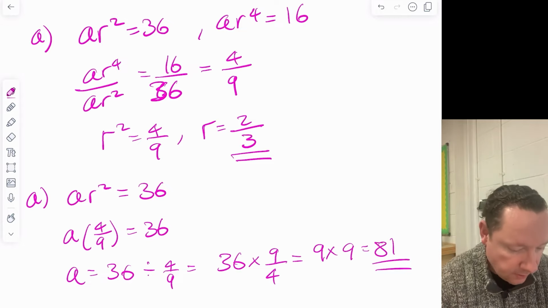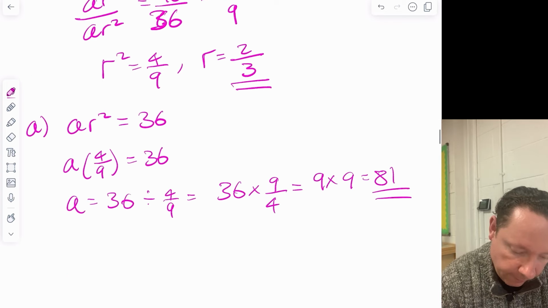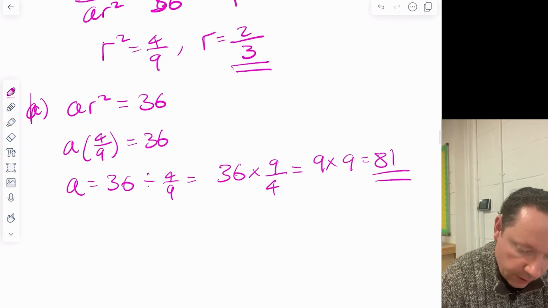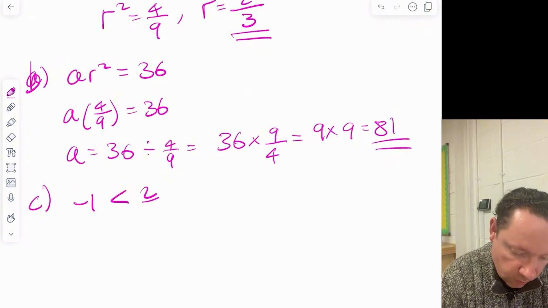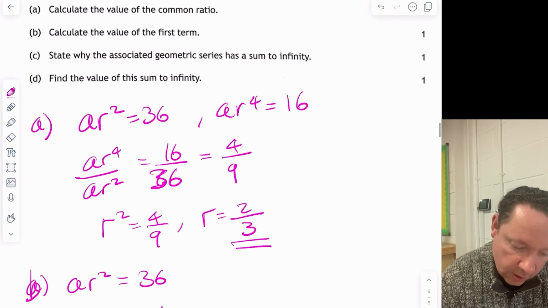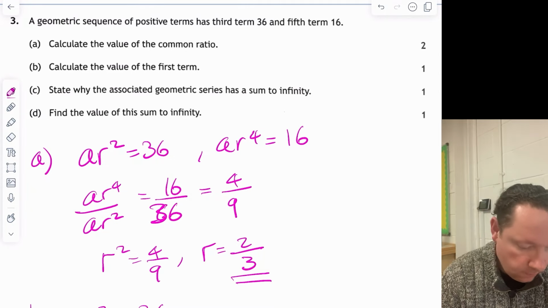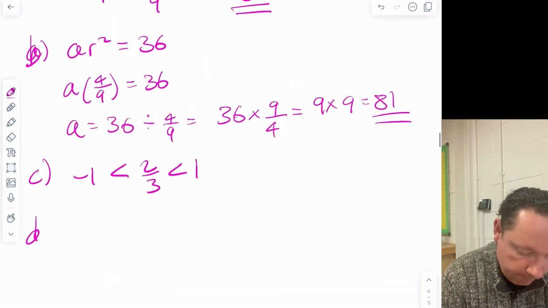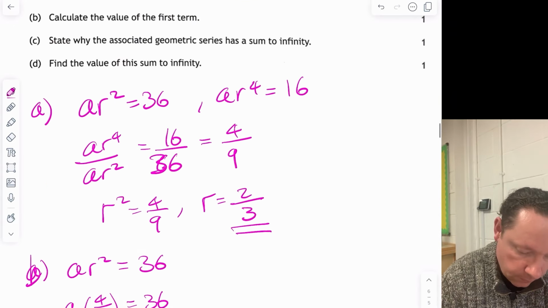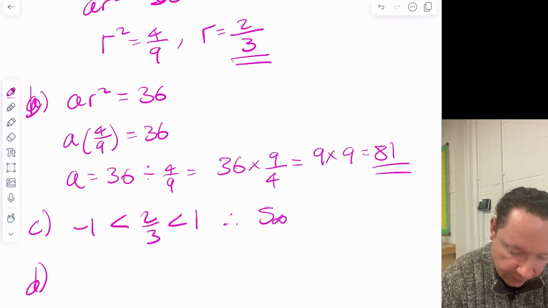And then the last bit says, state why it has a sum to infinity. Well, this was B, by the way, and that was A. C, it has a sum to infinity because minus 1 is less than 2/3, which is less than 1, in other words. So that's all you need to say. I'll just put therefore the sum to infinity exists.